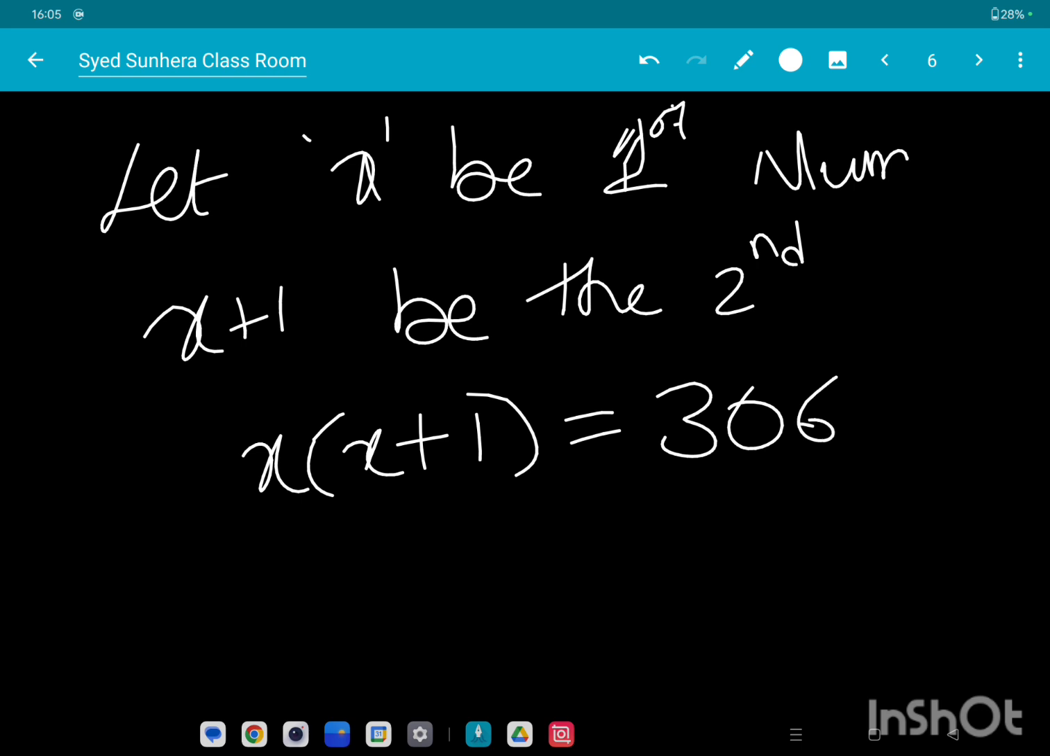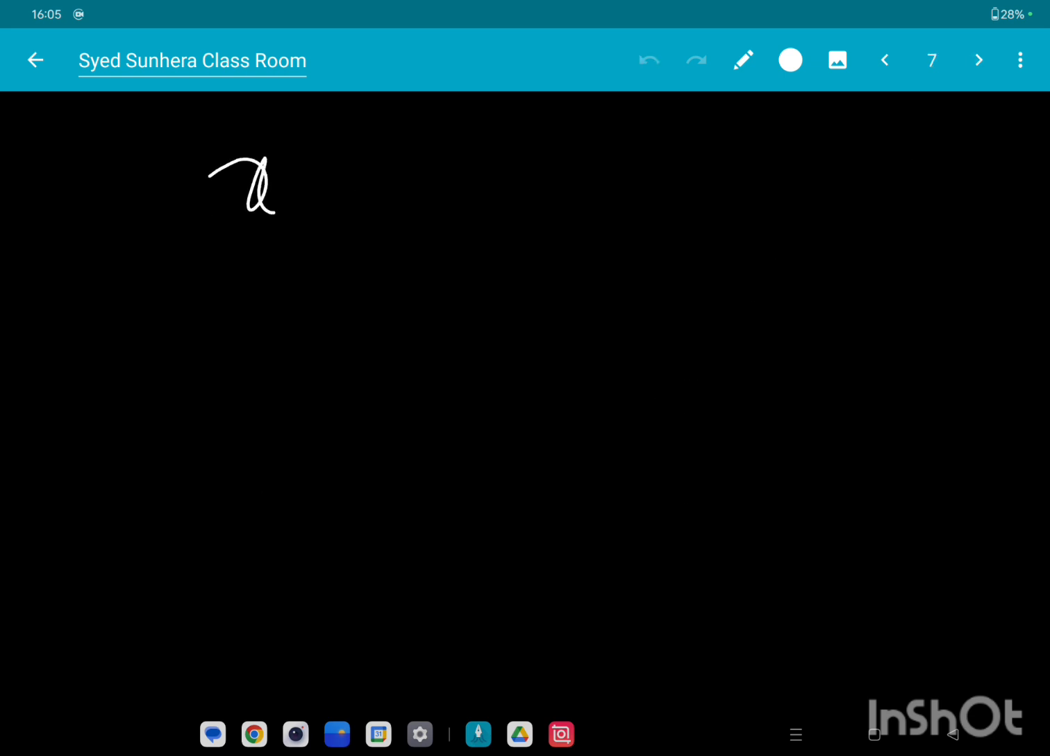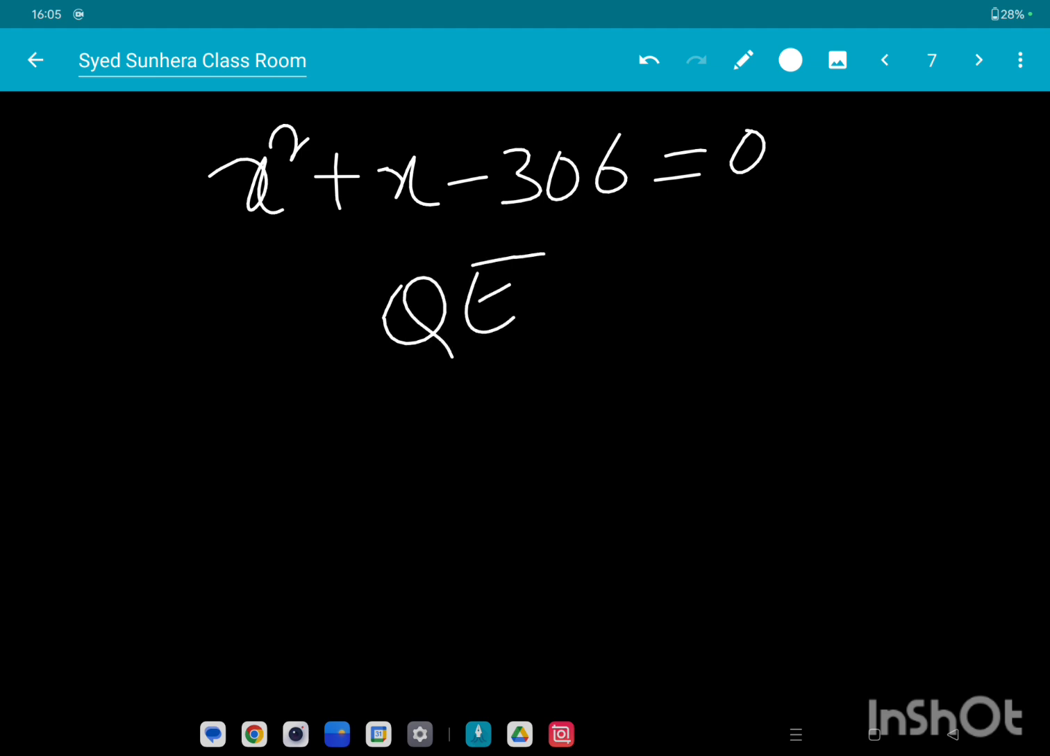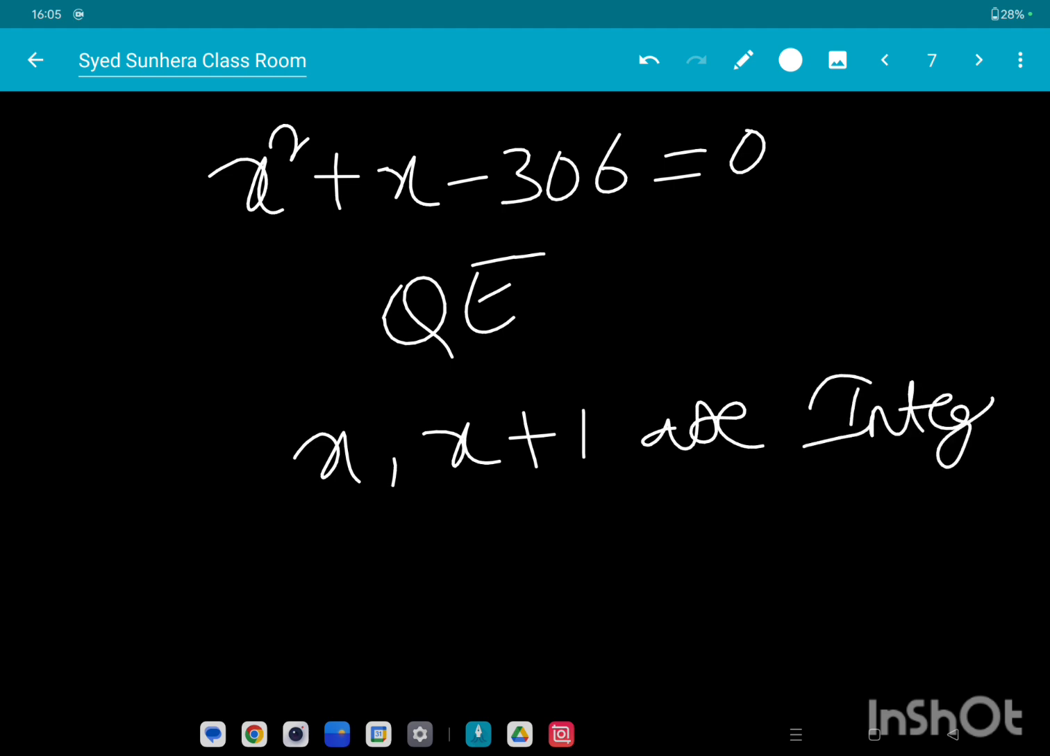Now we need to make this into a quadratic equation. x into x, x square plus 1 x is equal to 306. We will write it as x square plus x minus 306 is equal to 0. So this is the quadratic equation we require. And what are the integers? x and x plus 1 are the integers, consecutive integers. This is the way we will find out. And we will move on to the next question.